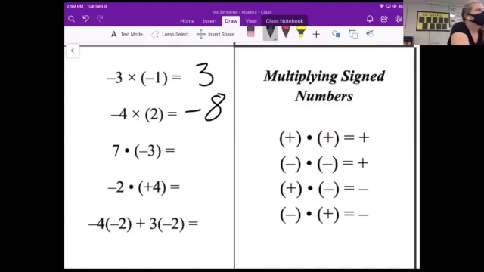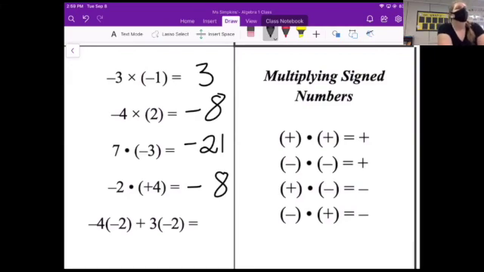These two are opposite, so I know my answer is negative. 7 times 3 would be 21. These are opposite, so my answer would be negative. 2 times 4 would be negative 8.